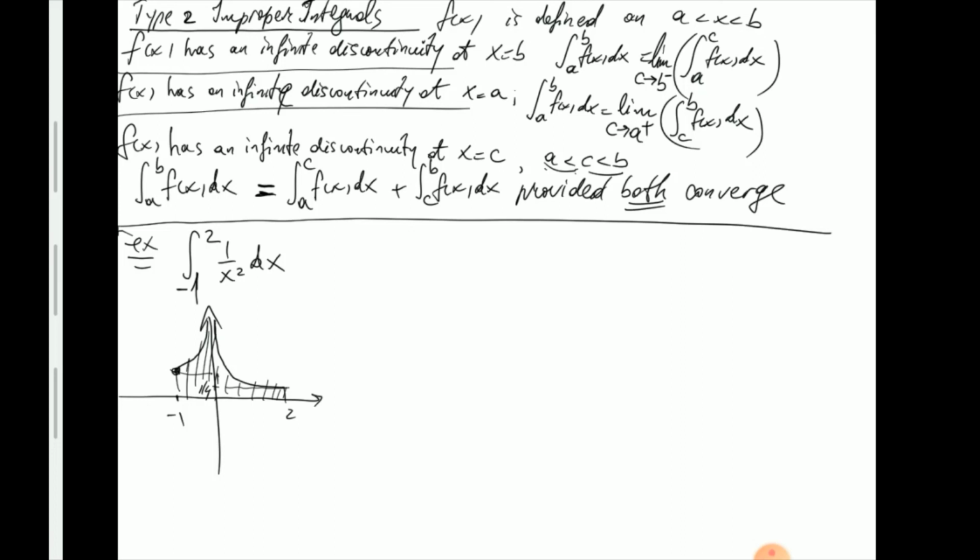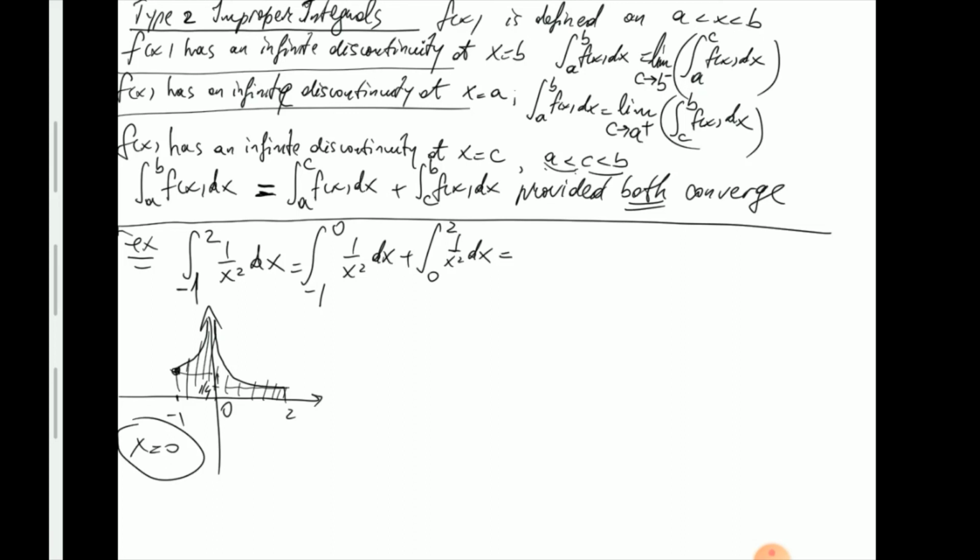So this will be convergent provided that the first piece is convergent. So you must essentially break it down over that point of discontinuity, which is x equals 0 in this case. So between minus 1 and 0, 1 over x squared dx, plus the integral from 0 to 2, 1 over x squared dx. Each of them is improper in the sense that we established before, the first two types.